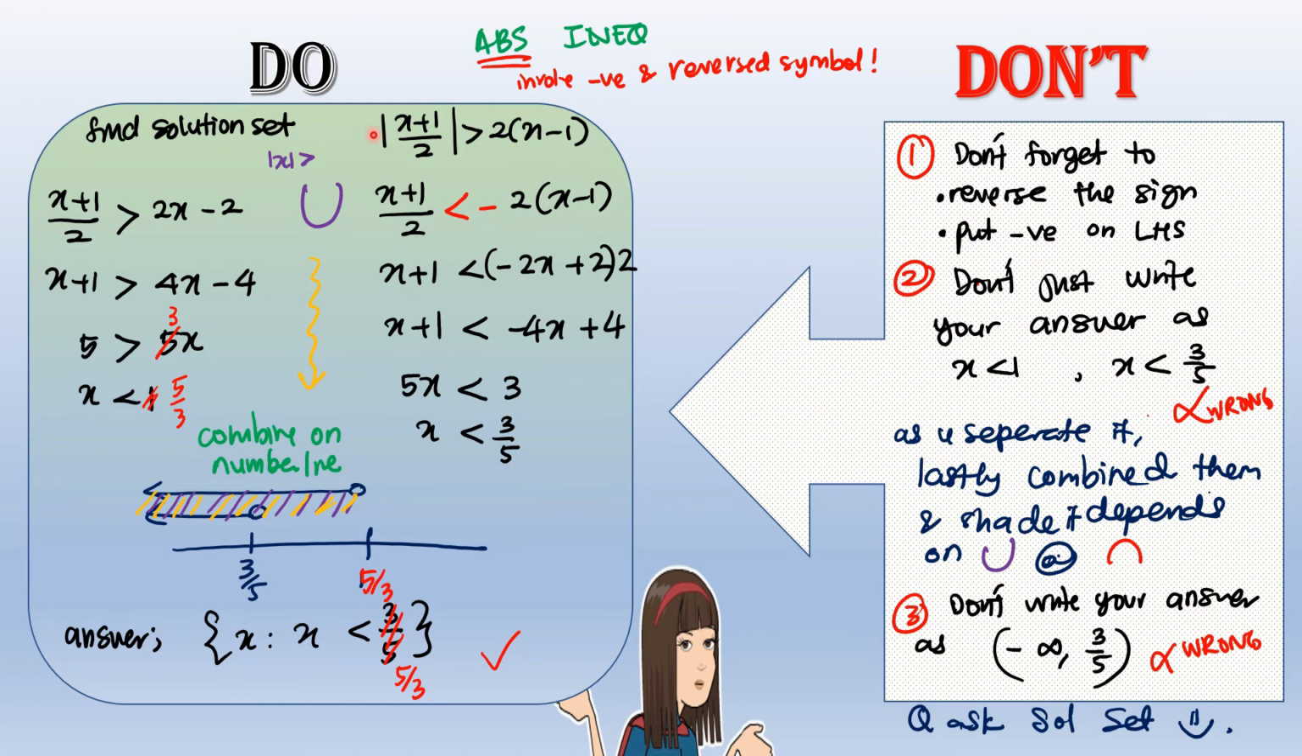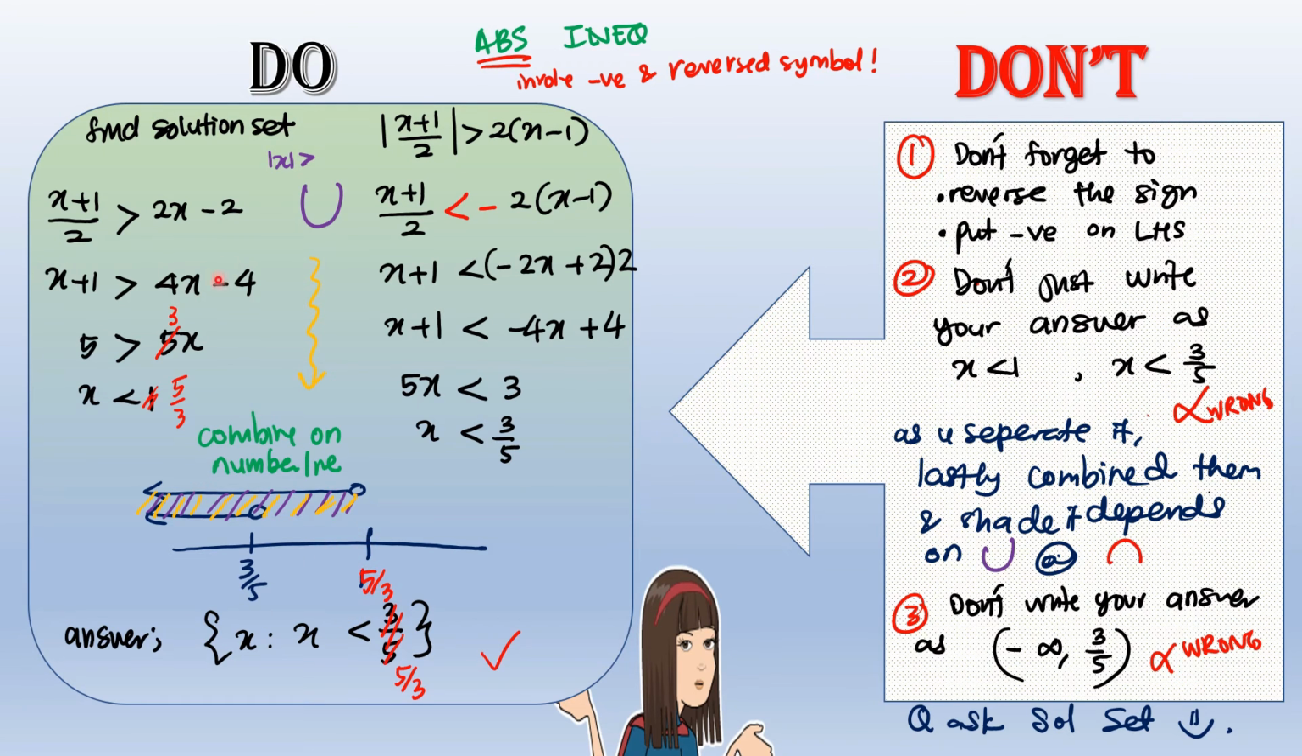Okay. As you can see here, there is no problem in front of modulus x. So it is modulus x greater, that means you have to use union. So you do the solutions. Alright, so you get x less than 5/3. So here you calculate x less than 3/5. So you combine two of them, you use union, that means our answer is x less than 5/3.